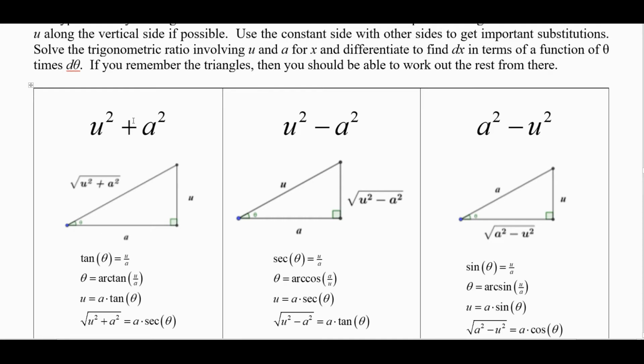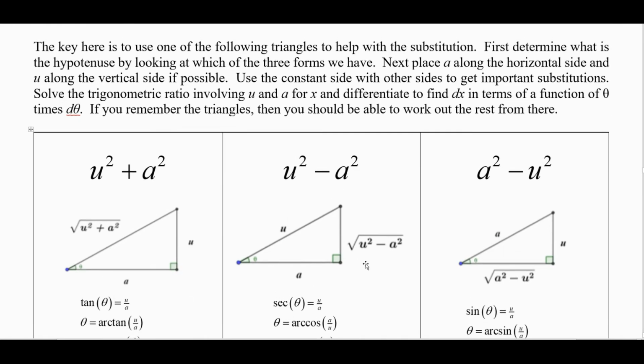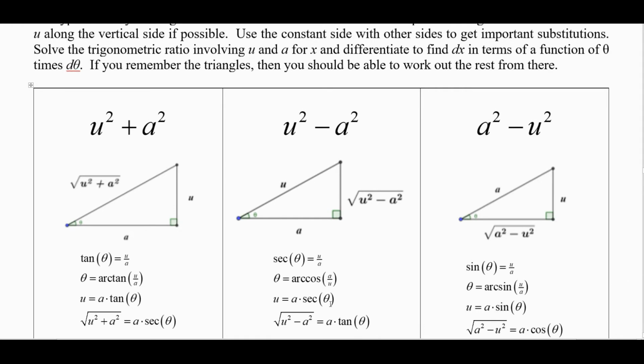If you don't have the square root, you just have this, then of course u squared plus a squared is a squared secant squared theta. In a similar manner, you do all these others. And so when you're done with these, you'll end up doing these substitutions. Don't forget to take care of the dx when you're doing that. And when you do that, you're going to get trig functions of theta. So let's look at some examples.